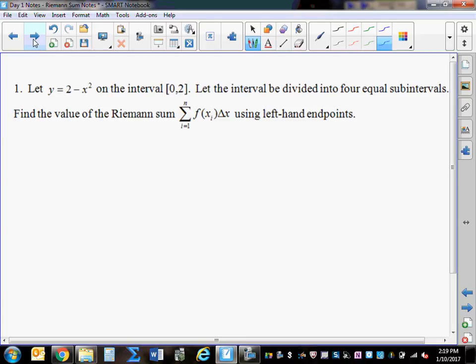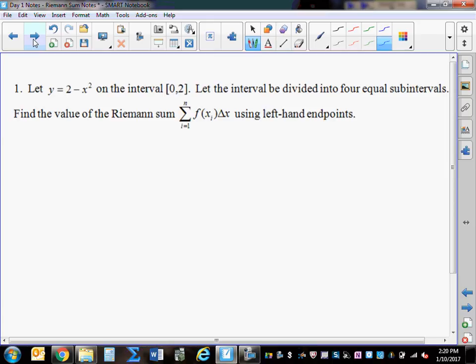Finally, number 1. It says let y equal 2 minus x squared on the interval 0 to 2, and let the interval be divided into 4 equal subintervals. Find the value of the Riemann sum. And this is just the notation there for Riemann sum. This is the summation from 1 to n of f of x sub i times delta x using left-hand endpoints.